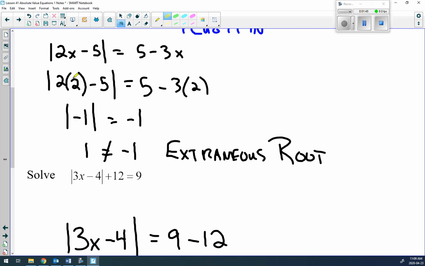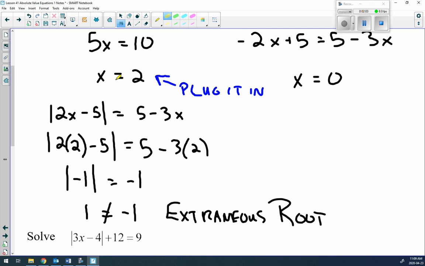So plug the 2 back in. All right, we plug the 2 wherever the x is. So we end up with 4 minus 5, absolute value negative 1, which is 1. 5 minus 6, which is negative 1. 1 equals negative 1? No, that's not true. 1 does not equal negative 1. So that one is known as an extraneous root. So we needed the 2 to be able to do the math, but it is not one of the answers. The only answer in this case is x equals 0.